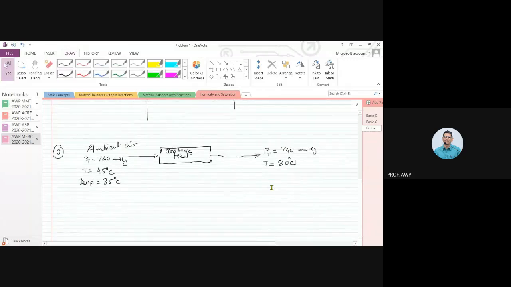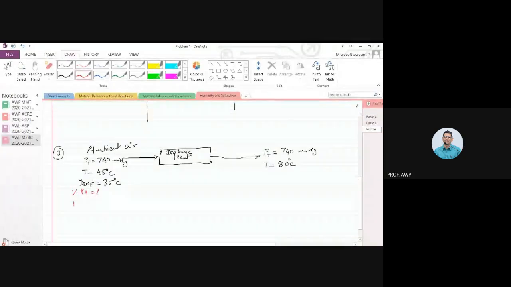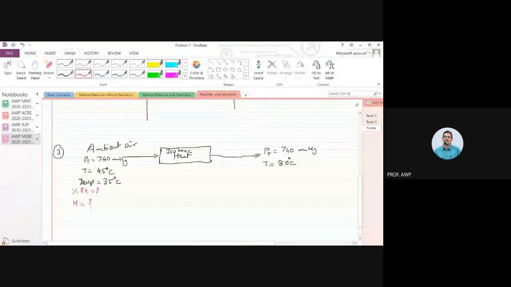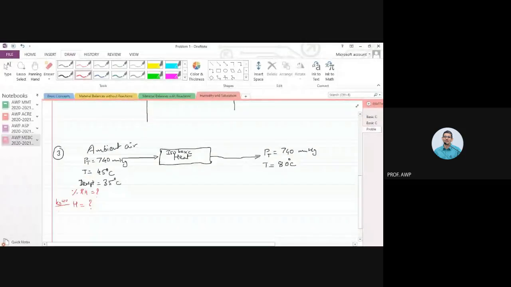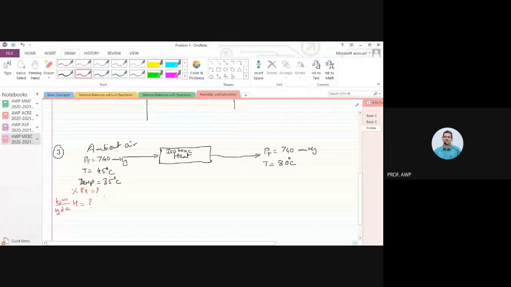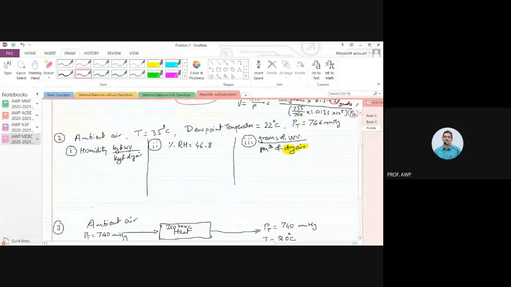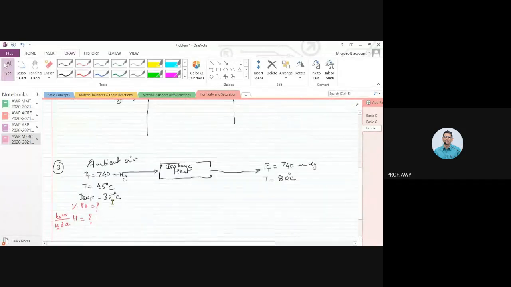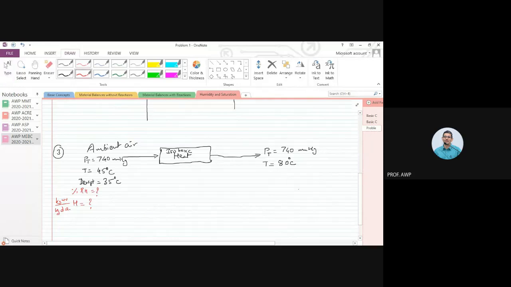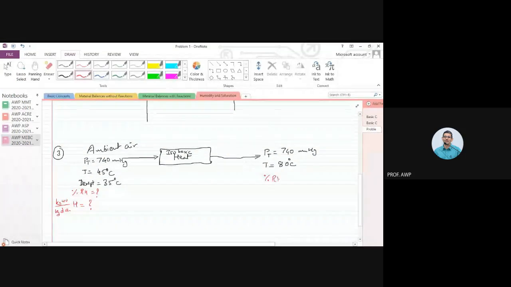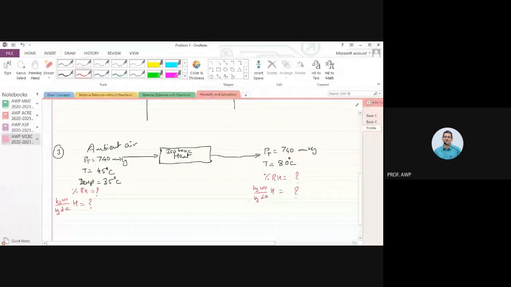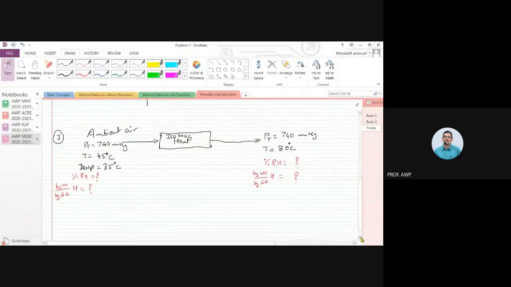Is that okay? I want you to find out different things. I want you to find out percent RH here. I wanted to find out humidity here. Humidity, again, recall humidity is kgs of water vapor per kg of dry air. These two things I would like you to find out. It is the same thing as this second problem, only thing values are different. I would like you to find out percent RH here, and the humidity here in terms of kgs of water vapor per kg of dry air.